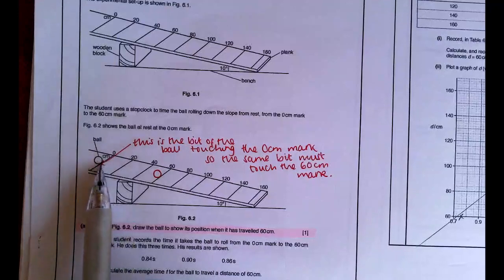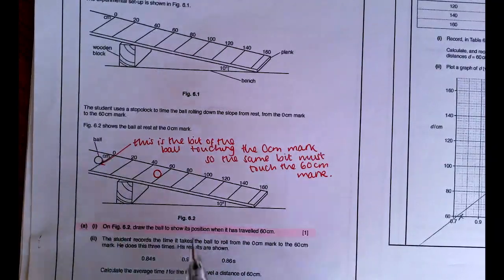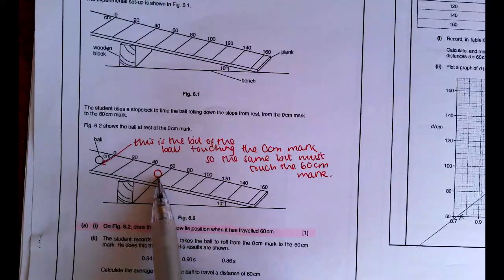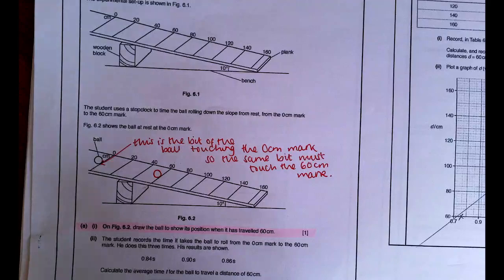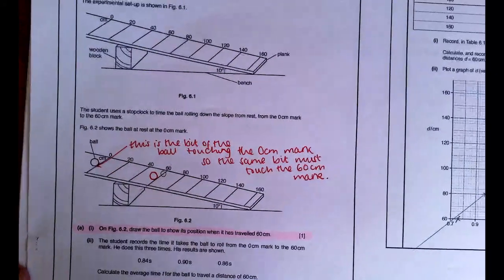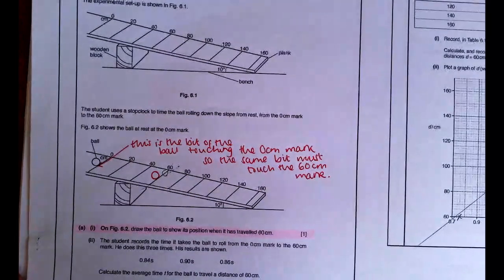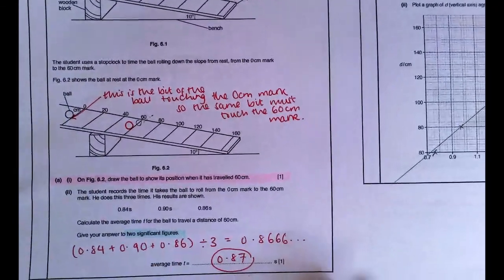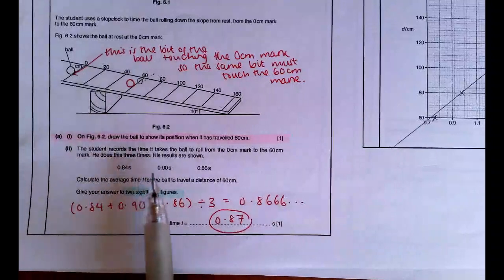Now the ball had this part of it touching 0, so the same part of the ball has to touch the 60, so that the whole thing has only moved 60. If you were to draw the ball like this, it would actually have travelled this far, which is further than 60. Then you had to find the average of the time taken.